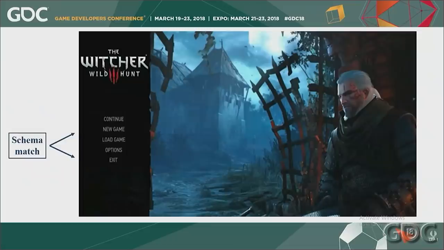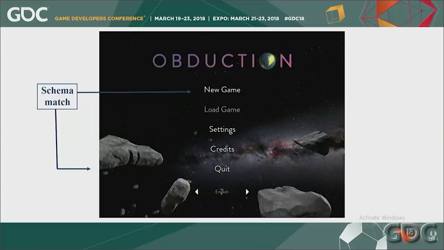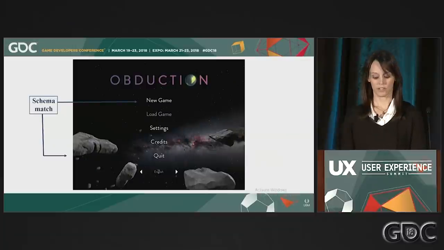Here is another example from the Witcher series, and you can see, again, we have a relative match. That new game is listed at the top, and exit or quit is at the bottom. Here is yet another example where things are aligning. And in all three instances, the mental rule is in place, and we have a schema match. Information processing is easy, everything is as expected, and cognitive load is relatively light.